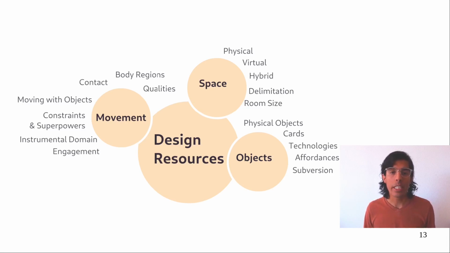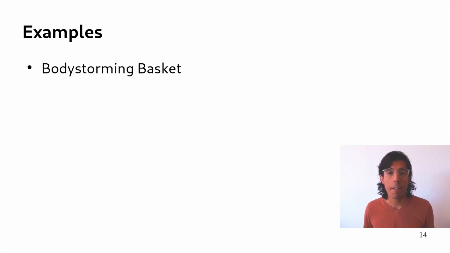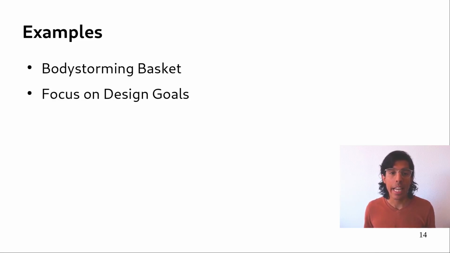In the paper, we describe each of these categories and subcategories in detail, including relevant examples from the projects and methods that originated them. Additionally, we accompany the subcategories with a series of action points and recommendations to bring them into practice. Here, I'll proceed to describe 3 examples of insights and recommendations that we provide in the paper: the bodystorming basket, focus on design goals, and reflections on levels of engagement.